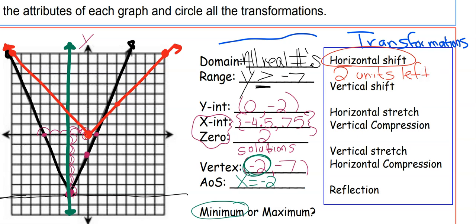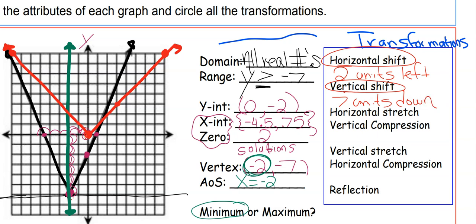So if I want to turn the red graph, the parent function, into the black one, I'd first start off by horizontally shifting or moving it 2 units to the left. After it travels 2 units to the left, then where would it have to go to meet up with this vertex? 7 units down. So there will be a vertical shift of 7 units down.